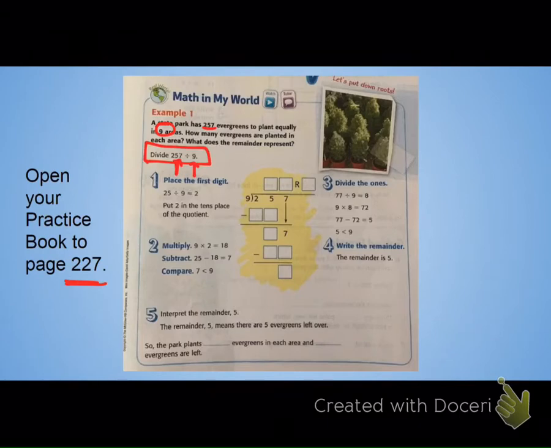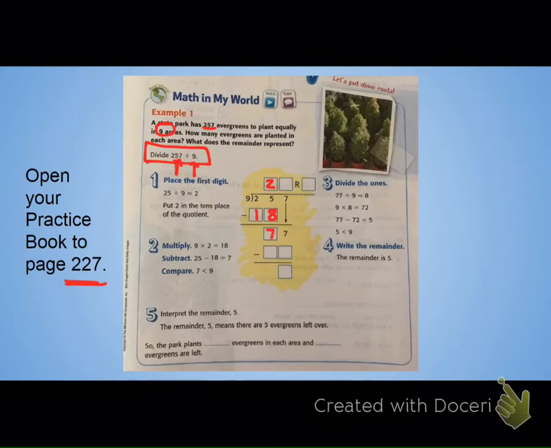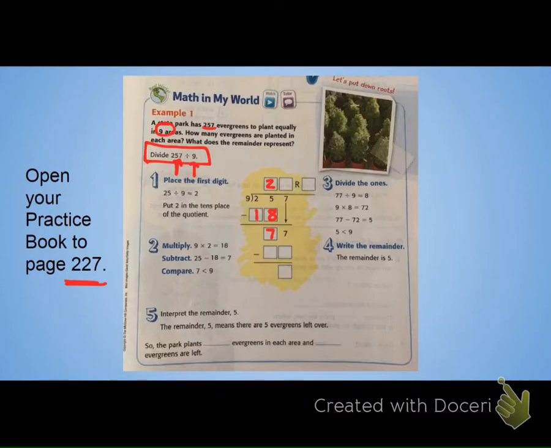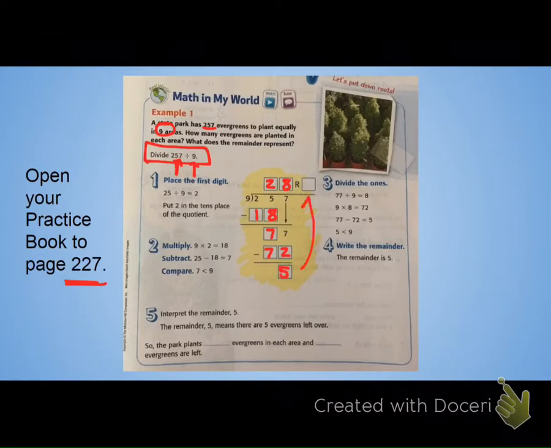So 25 divided by 9 is a grand total of 2. 2 times 9 is 18. 25 minus 18 is 7. They brought down the other 7 for us already, so we have 77 divided by 9. That is 8. 8 times 9 is 72. We subtract, we get 5. 5, of course, goes up here. That is the part that is left over.